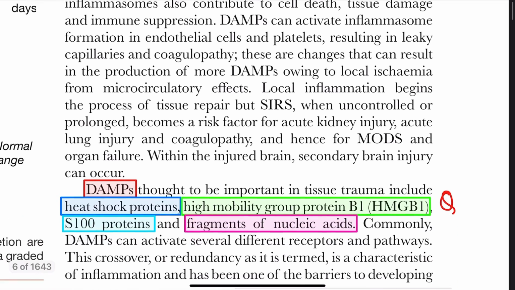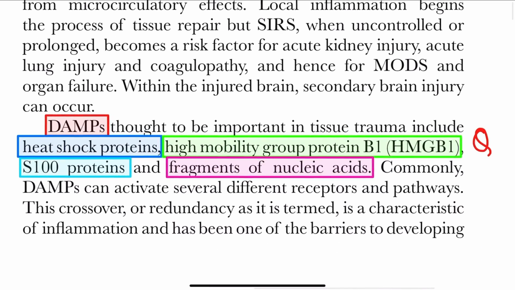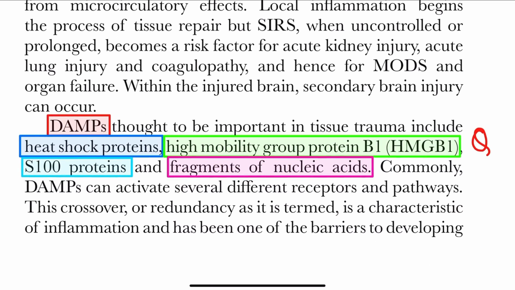Next, there are different types of DAMPs. This is a very favorite question of NEET PG, NEET SS. This time it was also asked. DAMPs include heat shock protein, high mobility group protein B1, HMGB1, S100 protein and fragments of nucleic acid. This is very important.